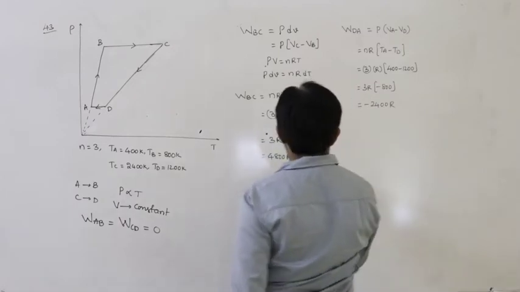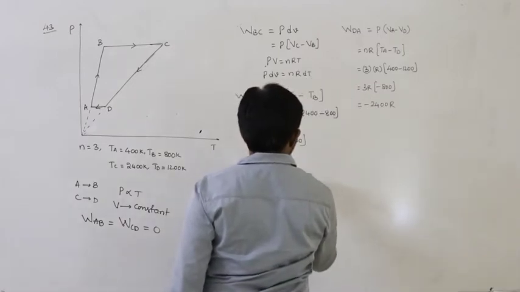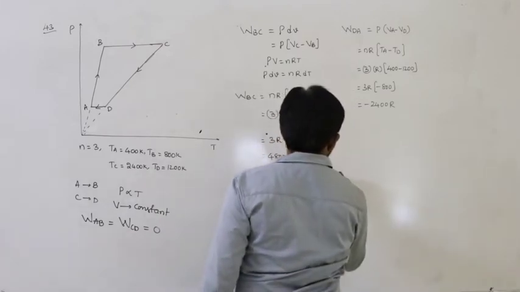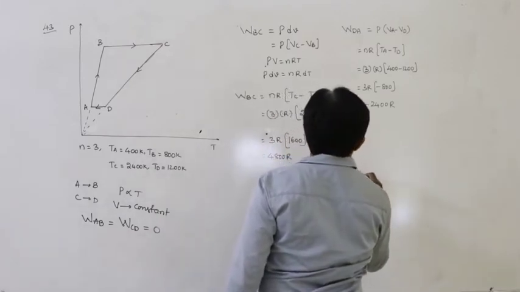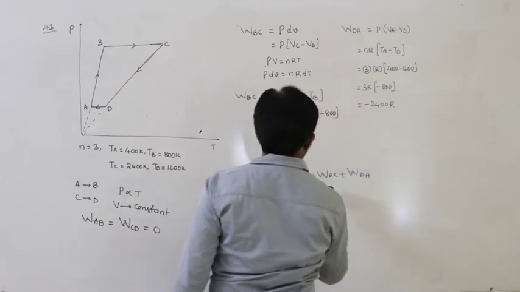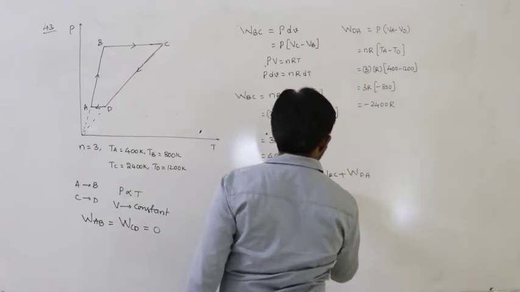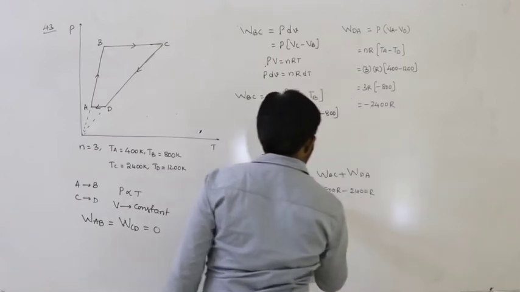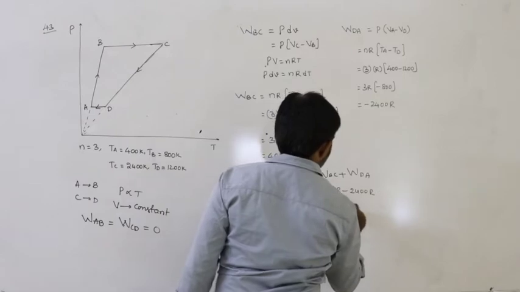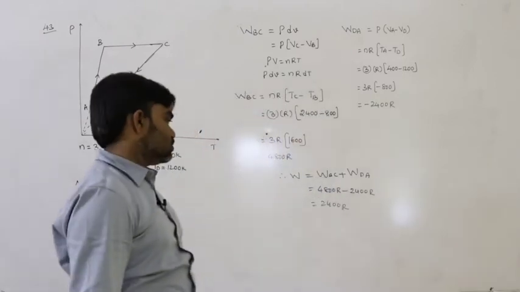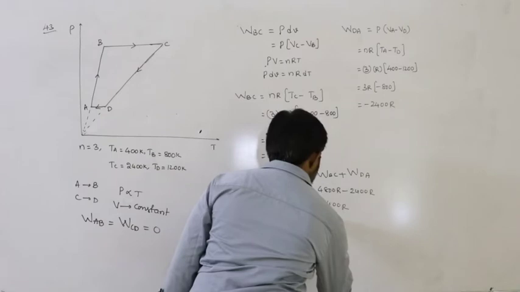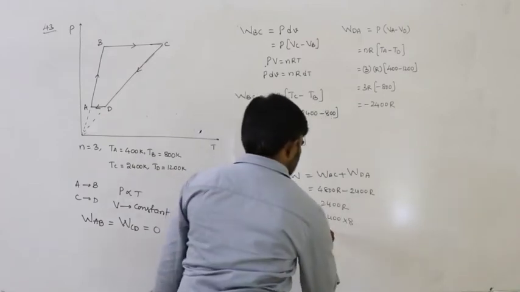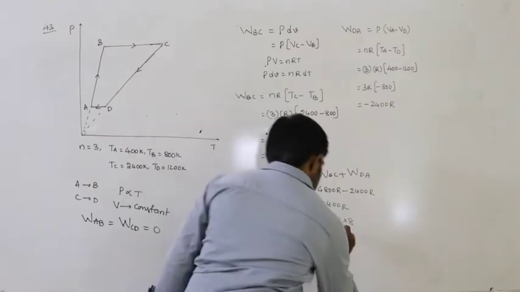So therefore total work done is equal to, these two are zeros, no need to represent that, work done in BC plus work done in DA. 4800 R minus 2400 R. So that is 2400 R. 4800 minus 2400 is 2400. So 2400 into R, let us say R is approximately 8. Actually it is 8.314. Let us say 8.